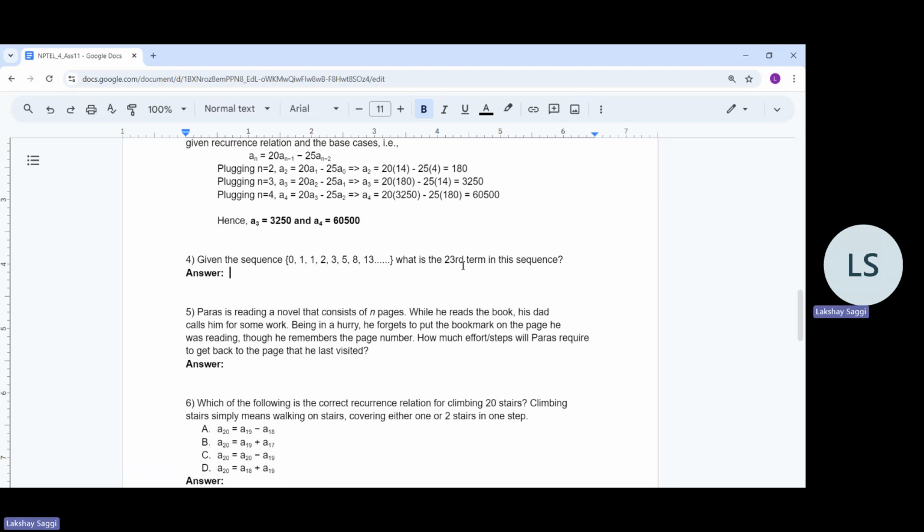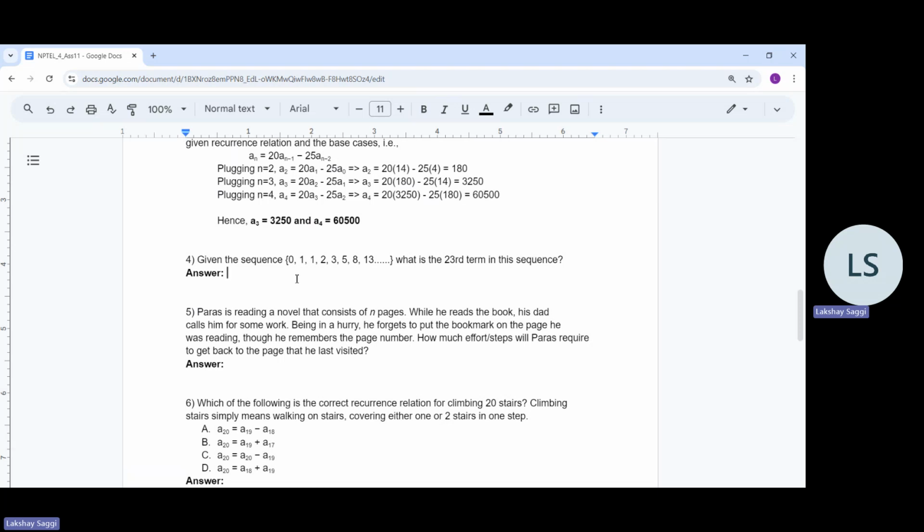So one thing which you can easily see here is this is nothing but the Fibonacci sequence, right? So this is nothing but the Fibonacci sequence. Like this has been covered in the lectures also.